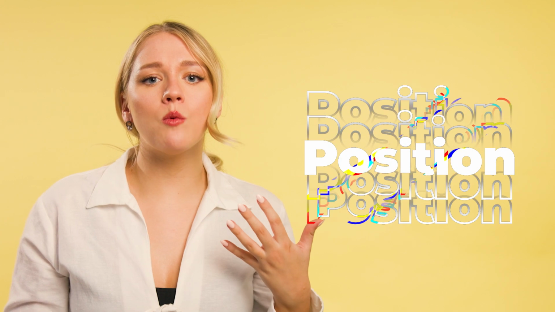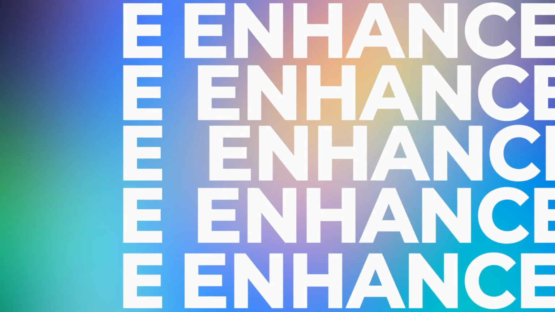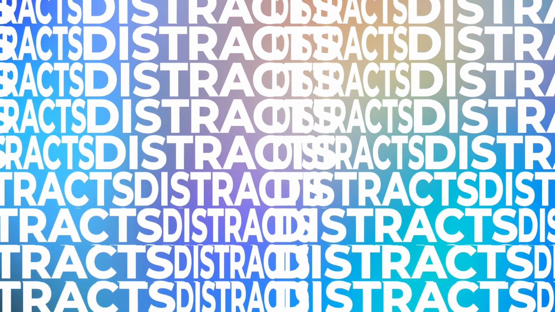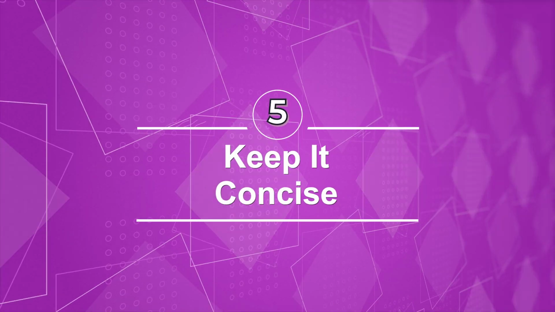Tip 4, consider text placement. Think strategically about where you place your text within your design. Position it in a way that it draws the viewer's eye and complements other elements. Whether it's centered, aligned to the left or right, or placed diagonally, make sure it enhances rather than distracts from your overall composition.